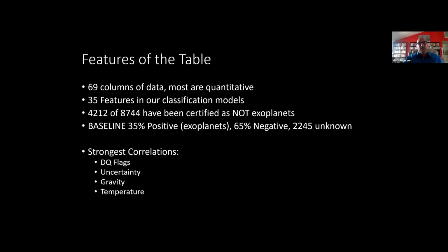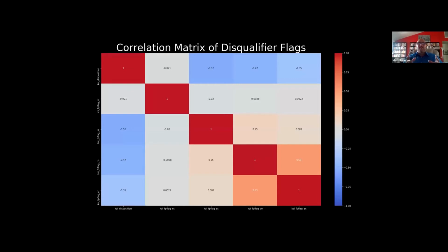The features that are most strongly correlated to our KOI disposition, or yes, it's an exoplanet, or no, it's not an exoplanet, are the disqualification flags, which we'll talk about in a second, the uncertainty of the measurements, as well as gravity and temperature around stars and the possible exoplanets. This is a correlation matrix heat map of the disqualifier flags. These are the strongest correlated features to whether or not this observation is a planet. And all of these are negative correlations.